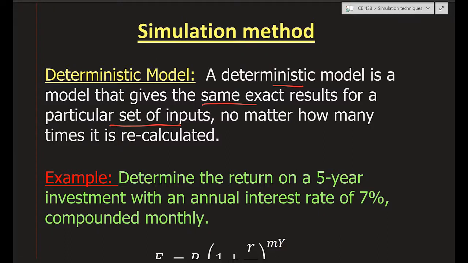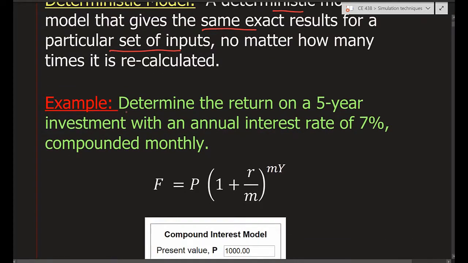Till now, whatever models you have seen in previous classes or elementary classes are all deterministic models. For example, to illustrate this, let us take a simple example of calculating compound interest. We use this kind of formula to calculate compound interest. Let's say I have a problem like this: determine the return on a 5-year investment with an annual interest rate of 7%.